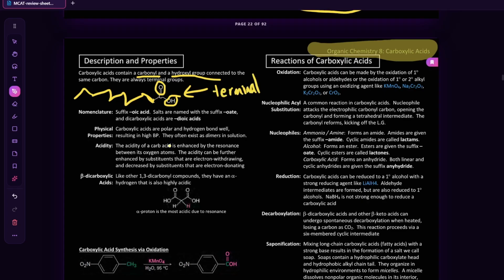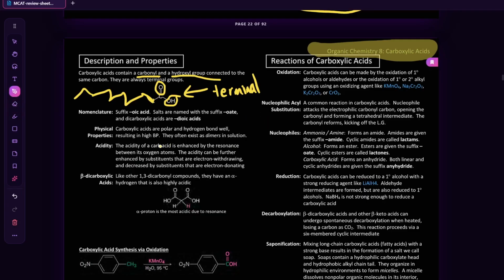The nomenclature is to use oic acid. Salts are named with the suffix oate, and dicarboxylic acids are dioic acids. That's when you have two carboxylic acid groups on the same molecule, similar to diol for alcohols, where you just add di, and that means two.